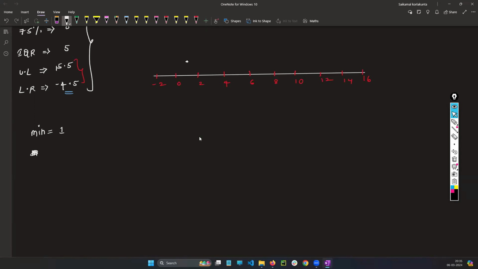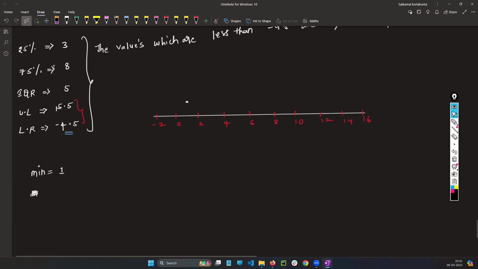So what is the 25 percentile value? 3. So the 3 dot I'm keeping here. Next, what is the 50, I mean median? 5. I'm making it here. Next, what is the 75 percentile? 8. 8 means somewhere here. Yes or no?